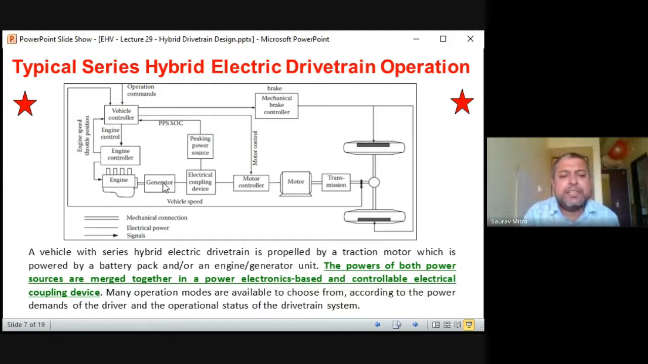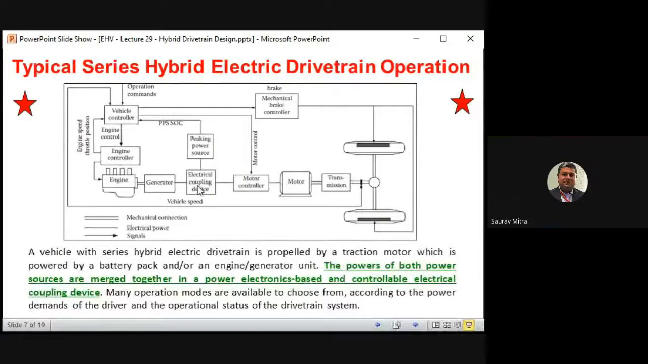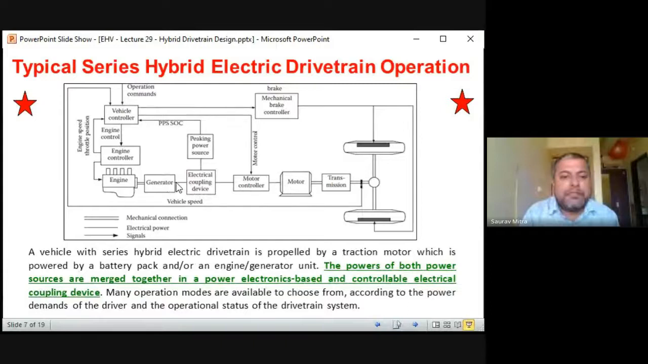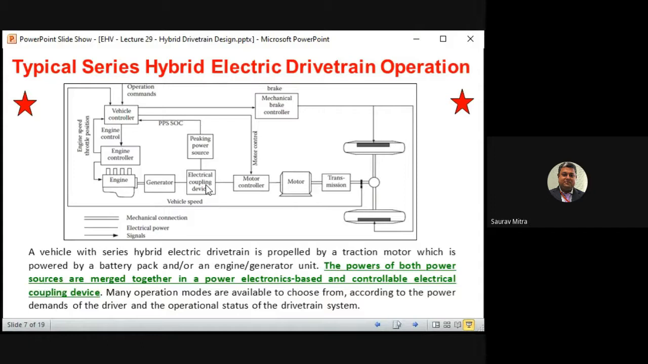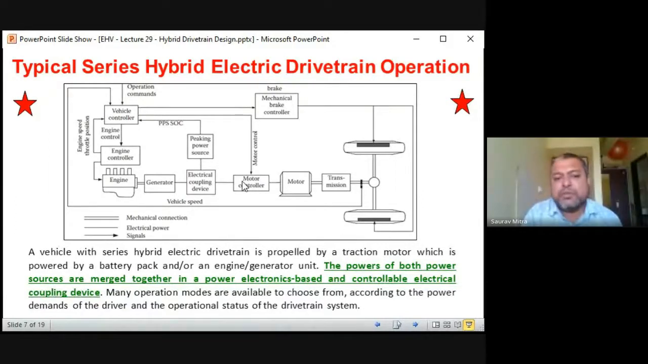So we find that the engine and generator are coupled with a mechanical connection. This generator is an AC generator. From the engine, mechanical energy is produced that runs the generator, and the generator produces electrical power. After that there is the electrical coupling device. Inside it you have seen there are two kinds of converter. On this side there is the AC to DC converter or rectifier, and where there is the peaking power source, from here there is the DC to DC converter. This peaking power source is generally DC.